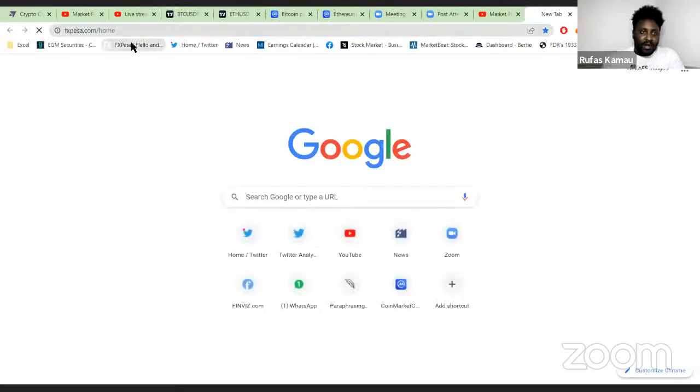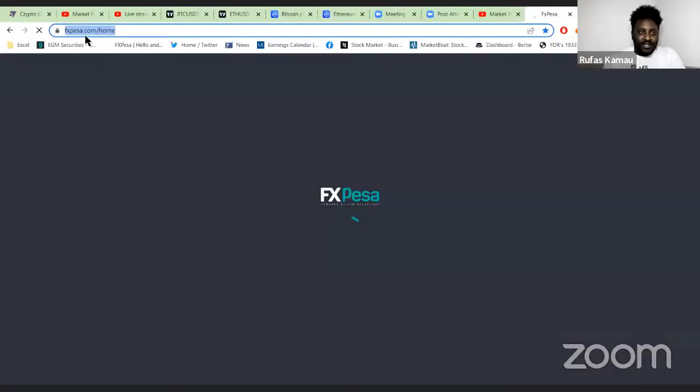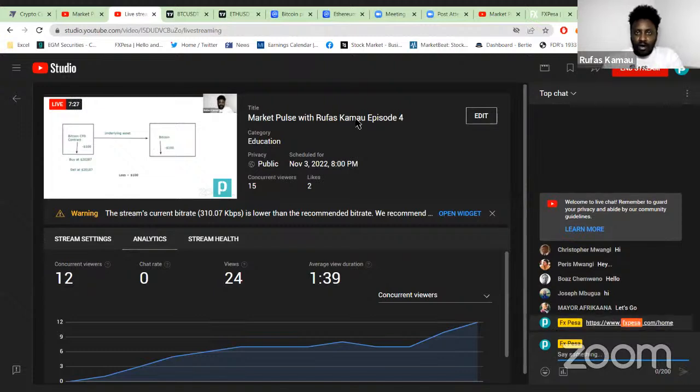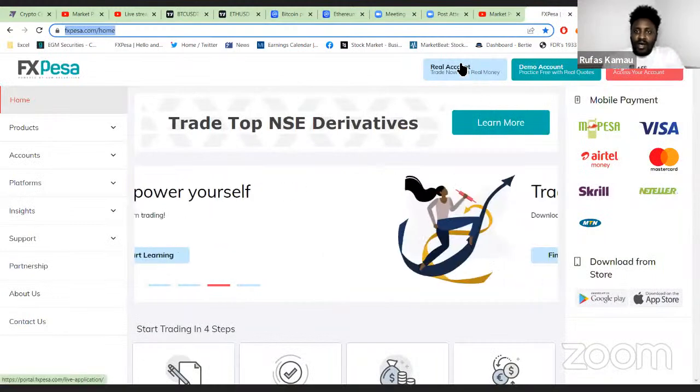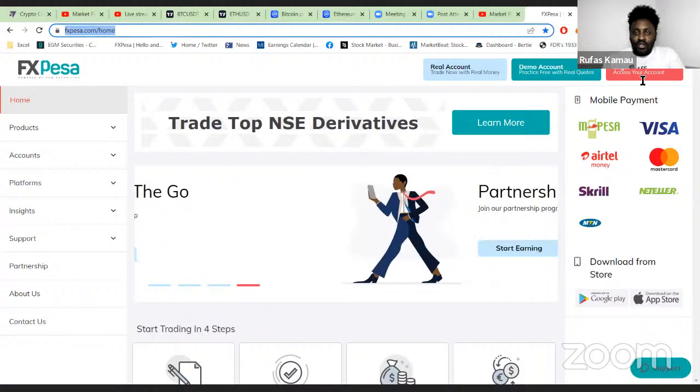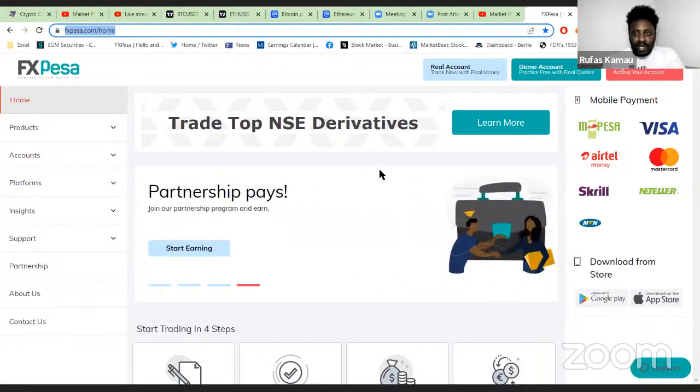So the first thing that you need to do is to go to the FX Pesa website, that is fxpesa.com. Once you get to the website, register for an account. I'll be sharing the live link in the comment section. From here, you basically register for a real account. Once you register for a real account, go to the login section and then download the trading application.